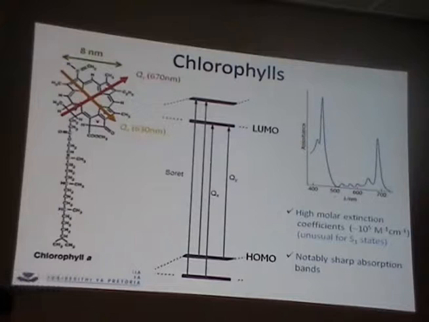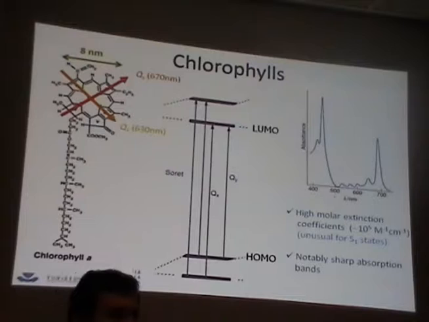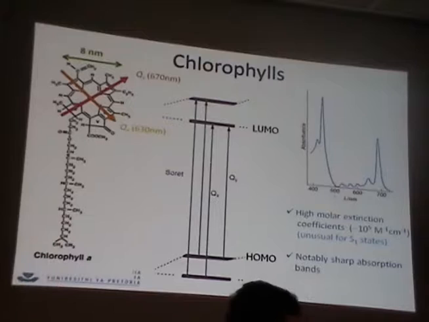Very remarkable about these chlorophylls is that they have very high molar extinction coefficients. Does this tell you anything? The extinction coefficient is directly related to the absorption coefficient, which is directly related to the absorption cross-section. It just determines how well the system can absorb light. So the high extinction coefficient says it absorbs light very well? Yes.